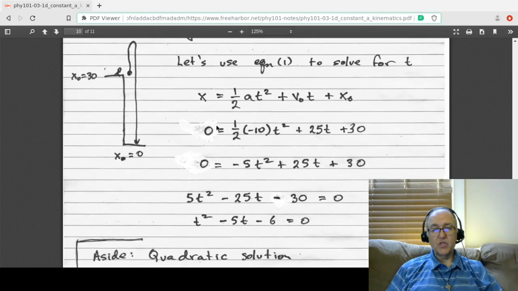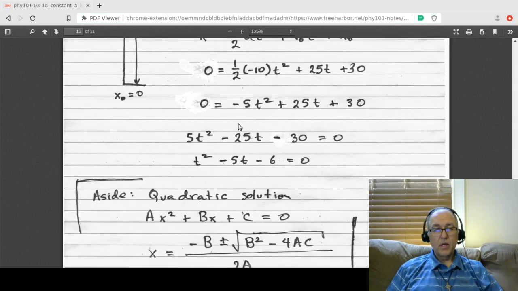The rest of it is just some algebra, and I'll go through that very quickly. 1/2 times -10 is -5, and then what I'm going to do is just bring everything to the other side, so the -5t squared becomes positive t squared, the plus 25t becomes -25t, and the plus 30 becomes -30, like that. And I like to always divide by the coefficient here, 5. So I'm going to divide everything by 5. So 5t squared is just t squared. -25t is going to be just -5 times t. And -30 divided by 5 is just going to be -6. So here's our quadratic. That's what we have to solve for t in. t squared minus 5t minus 6 is equal to 0.